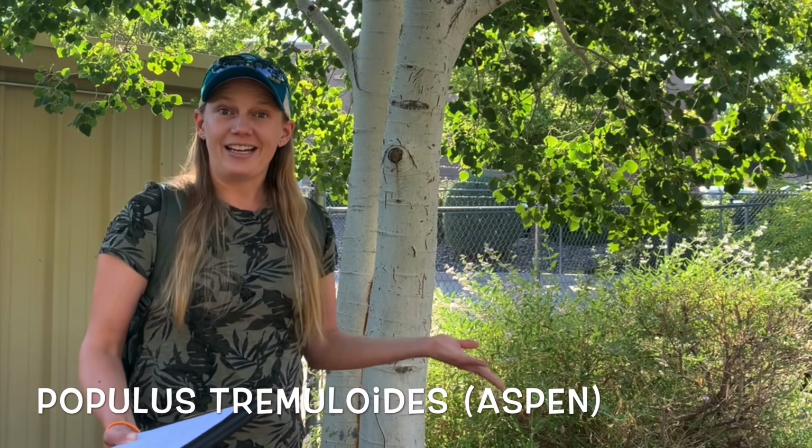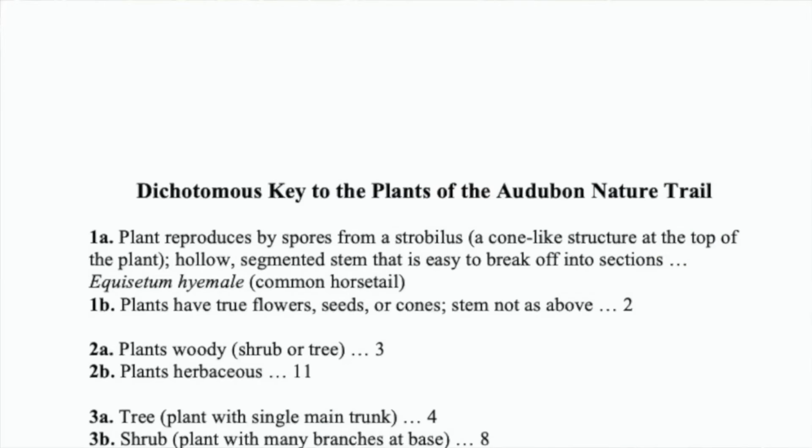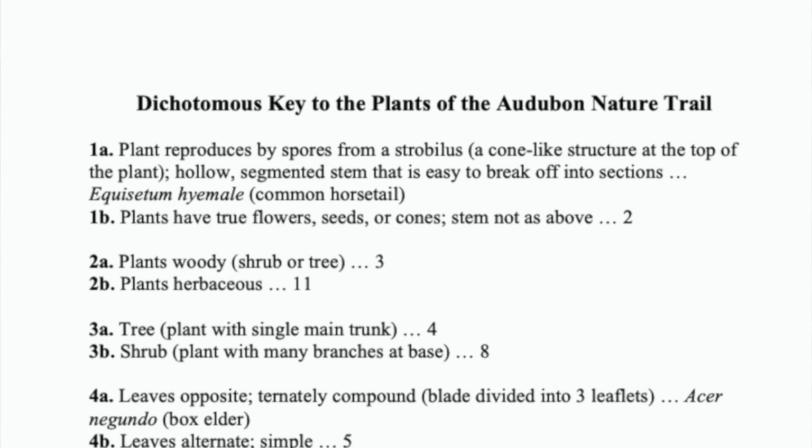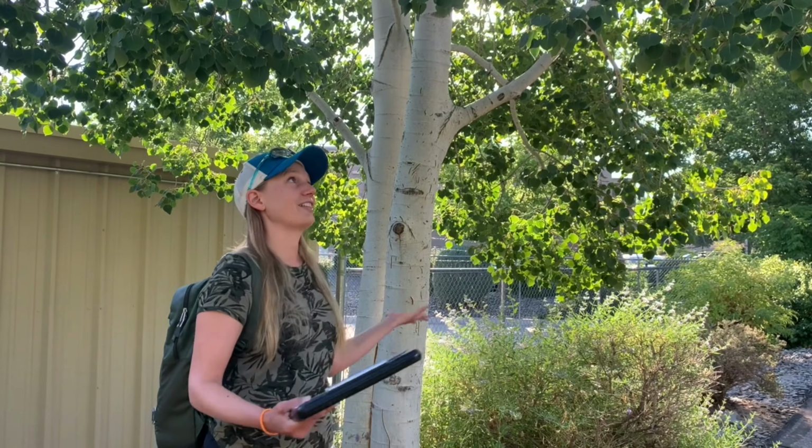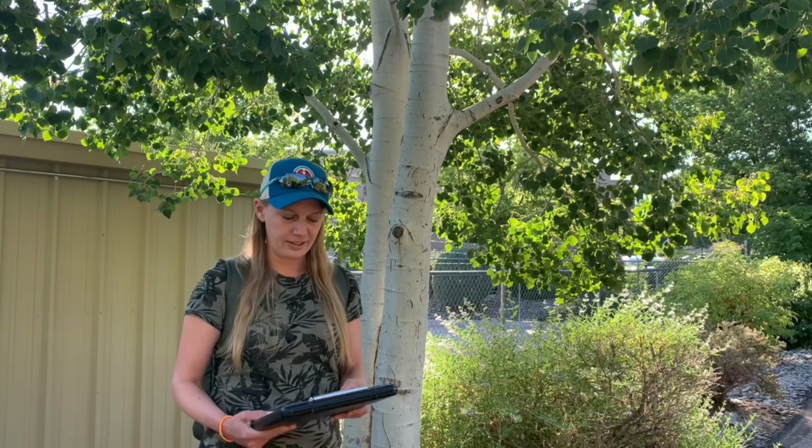So I'm going to show you how this works by using an aspen. You can tell that this tree is an aspen by looking at it, but you can also tell by using the dichotomous key. The first question that you'll see on the key is whether or not the plant has a strobilus. I'm going to look across the tree and see if I see any strobili. I don't see any strobili, so I think we can safely move on to number 2.